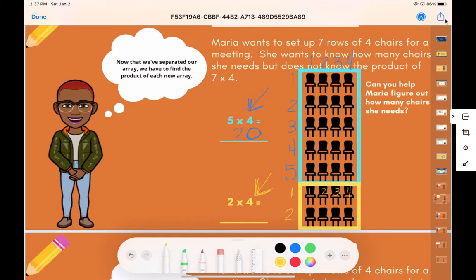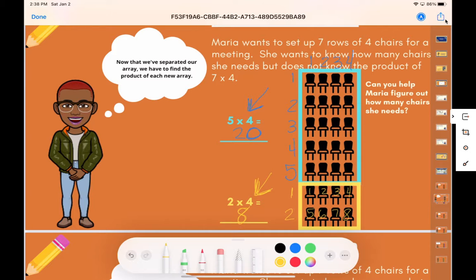Did you say that the product of 2 times 4 is 8? If you did, you're absolutely correct. You could have skip counted by 2s, 2, 4, 6, 8, or you could have counted all the chairs to find out how many chairs were in this array.